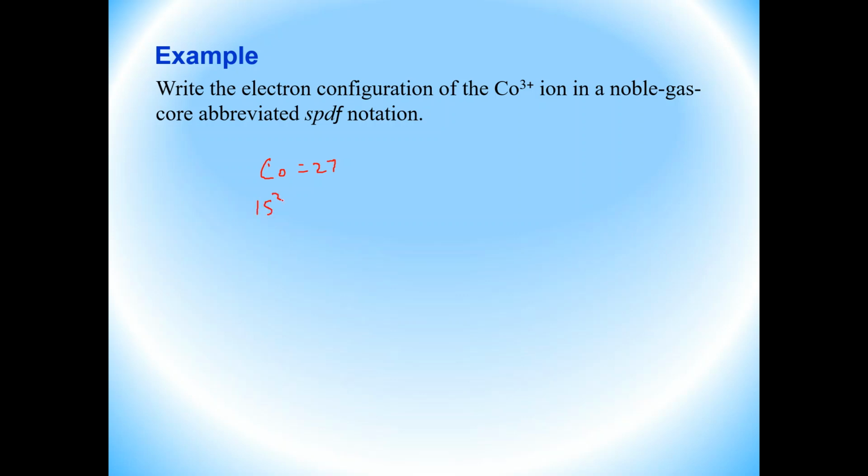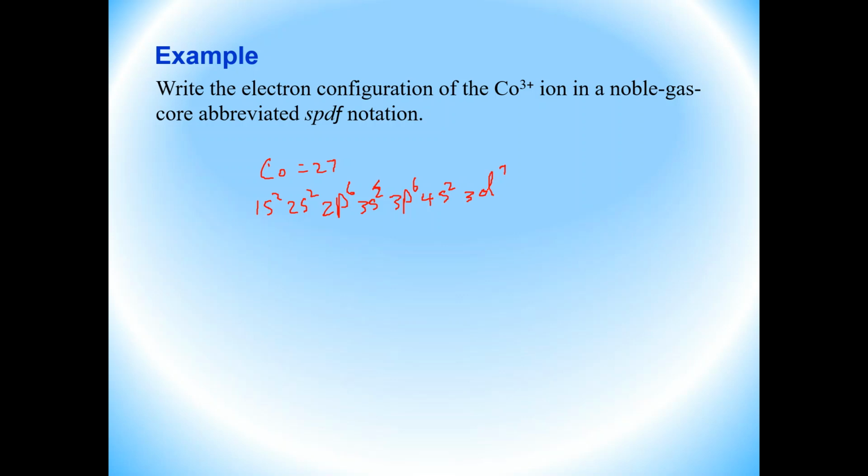So the full electronic configuration is 1s2, 2s2, 2p6, 3s2, 3p6, 4s2, 3d7.